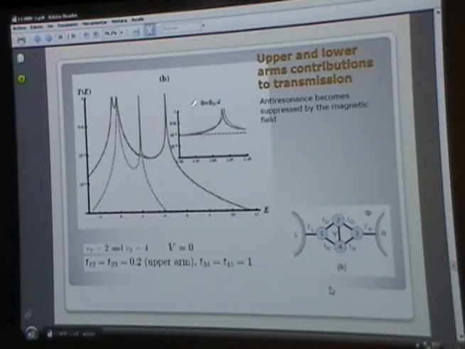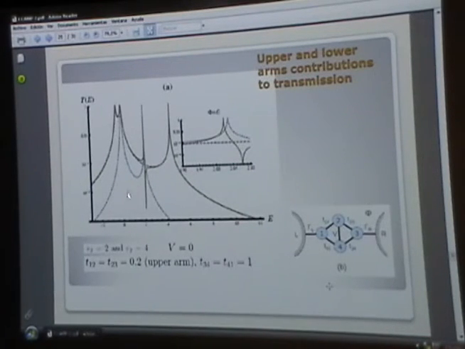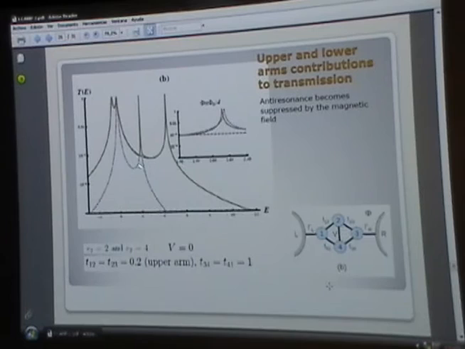What if we turn the magnetic field on so that the flux is a quarter of the quantum of flux? Then you see that this peak that was before a Fano peak with a resonance and anti-resonance, with the magnetic field, the anti-resonance is suppressed. So you only have peaks of resonance with 100% probability to transmit at these energies.